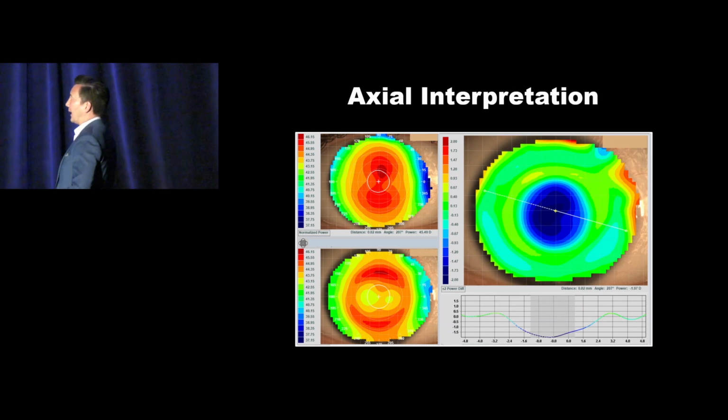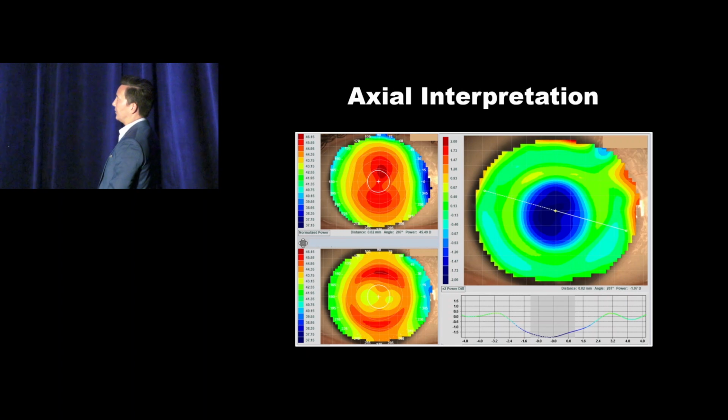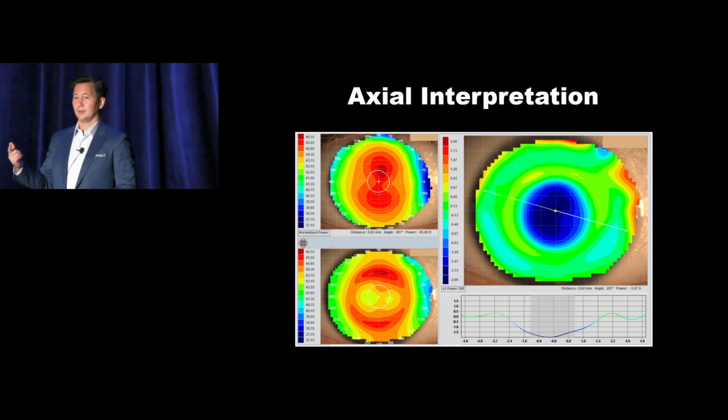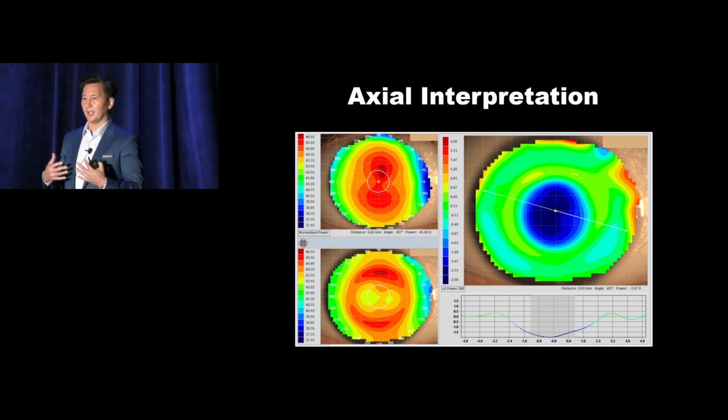So here's your axial subtraction. Baseline map, post-wear map, subtractive map in axial interpretation. And what did I say axial tells us? Power or shape? Power, right? Axial is for power. Axial is to understand vision.